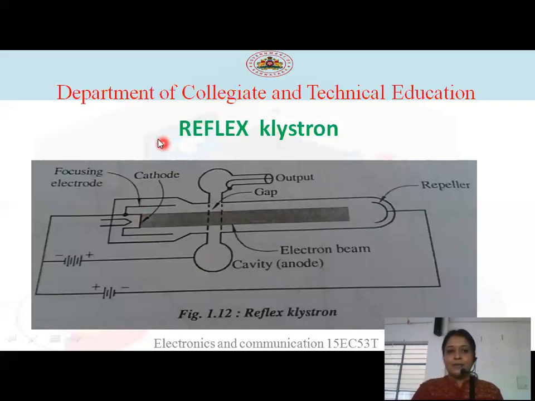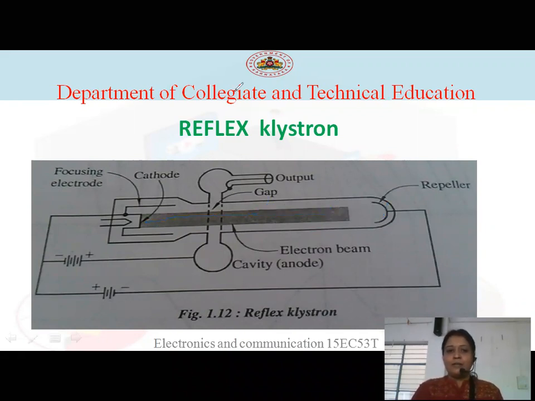Now, once the particles reach here, they are moving with very high velocity, but they cannot reach up to this point here. Why? Because it is at negative voltage. They will reach here, and again they will return back because of this negative voltage here.